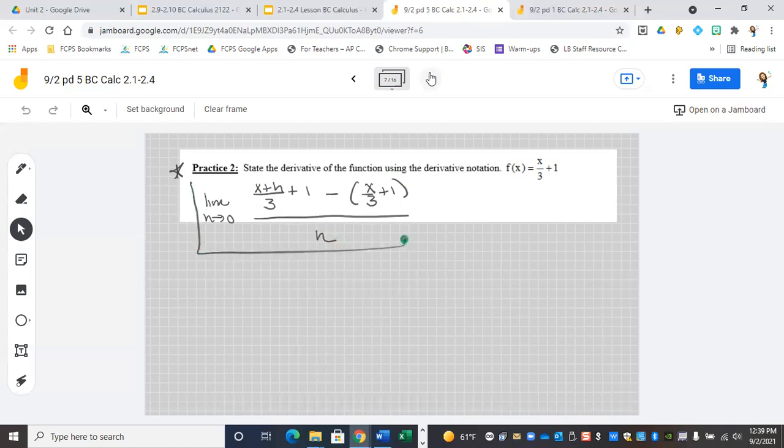This is what you should come up with when you express that with derivative notation. All I had to do, again, for your f of x plus h, remember, was just take that original equation, take out the x and replace it with that x plus h.